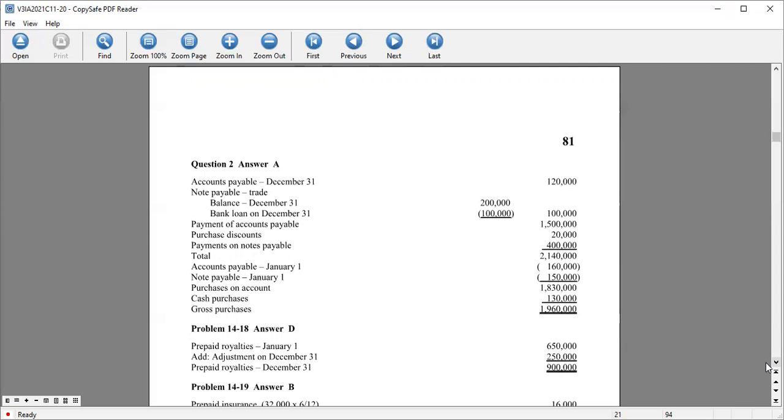Then we have the payment of accounts payable, purchase discounts, payment on notes payable. So we have the total, and from the total, we deduct accounts payable beginning, notes payable beginning, purchases on account, and cash sales. So I mean cash purchases. So that gives us the gross purchases of 1,960,000. 14-17, that's question number 2, is letter A.